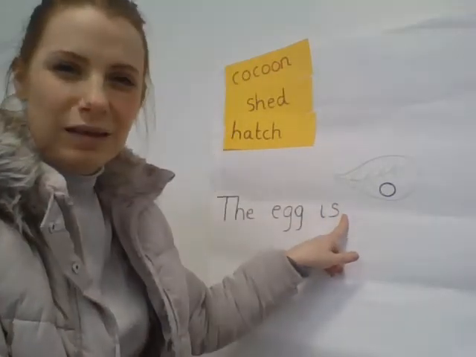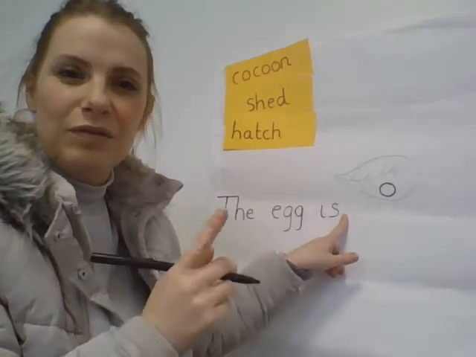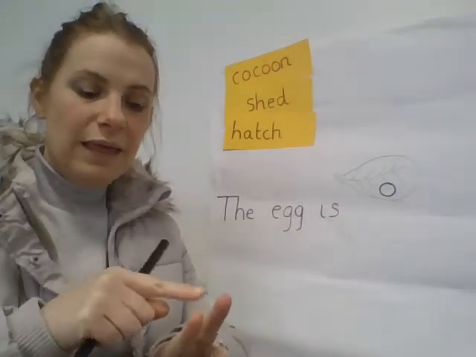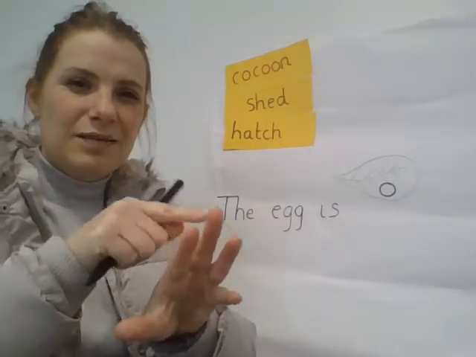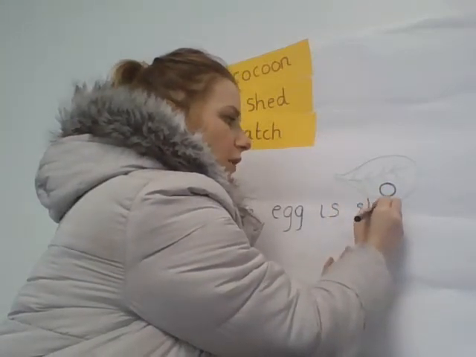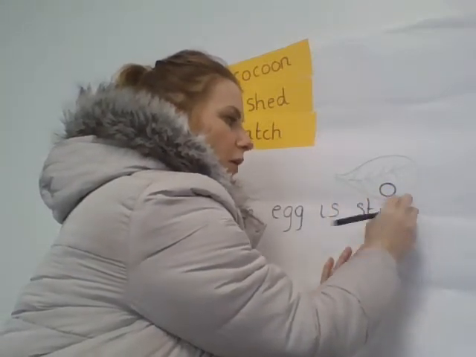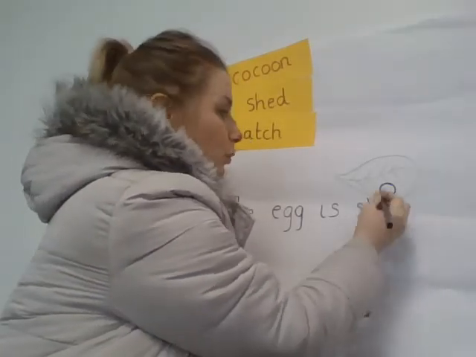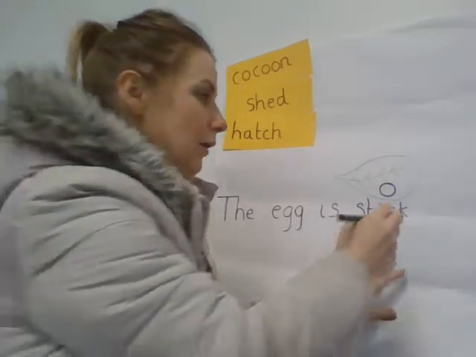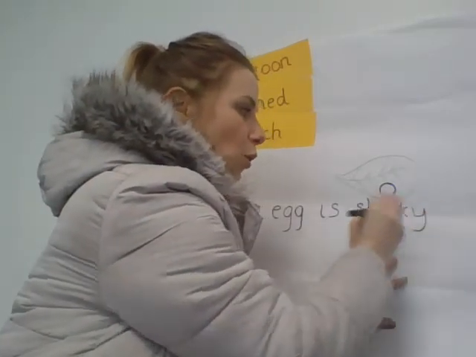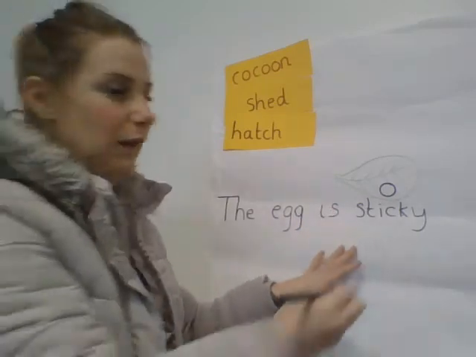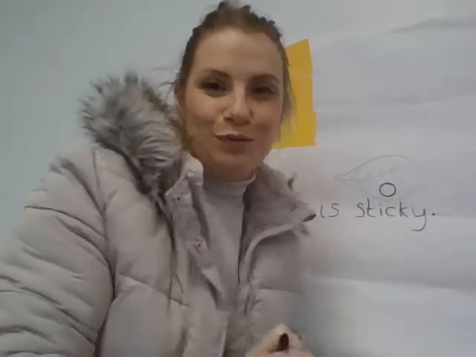and now I'm going to write sticky. Stick. I'm going to do stick first. Stick. It. And it's my digraph. Sticky. Now the E sound in this word is a Y. Sticky. The egg is sticky. And I'm going to do a full stop.